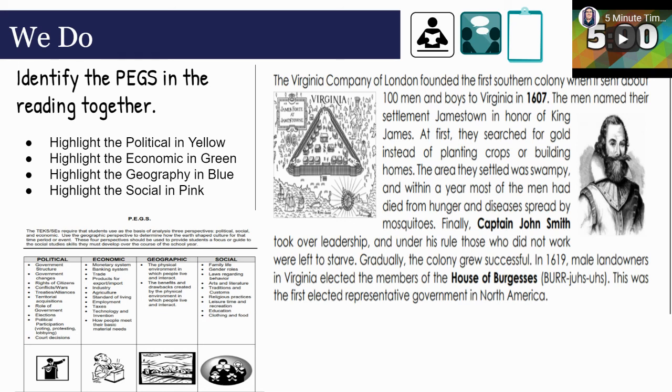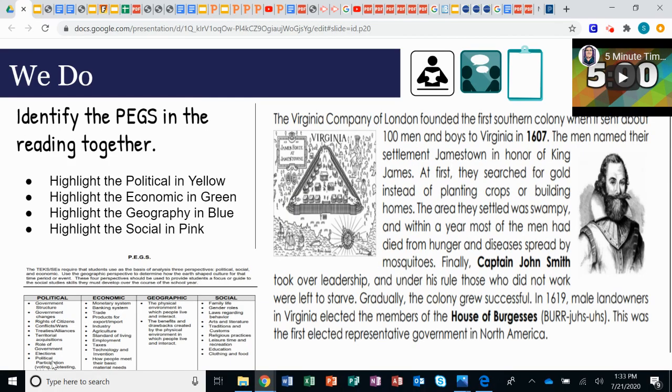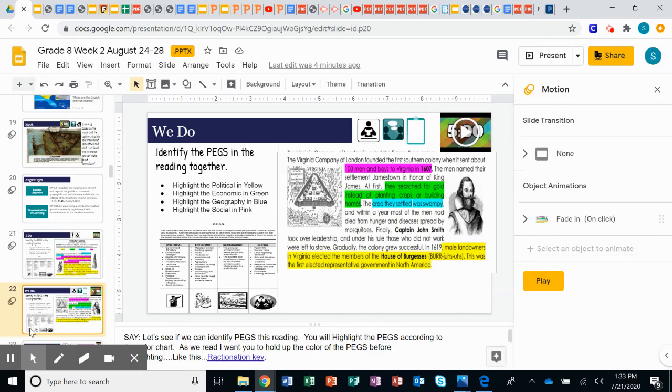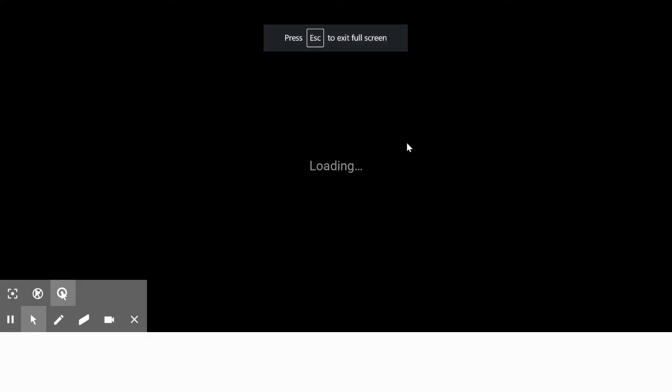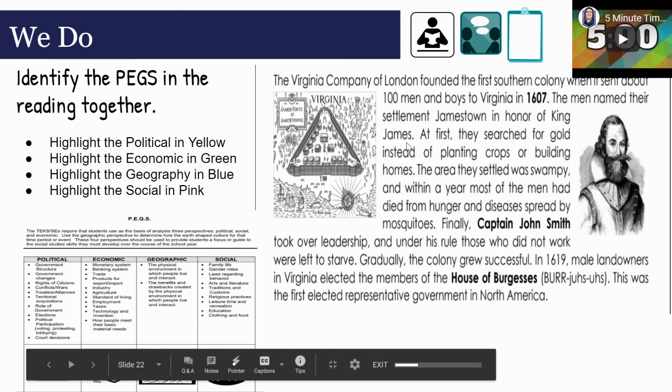Okay, so go ahead and take a moment. I'm going to stop my video. You stop your video, and I want you to take a moment and highlight on your student copy the information that you need to highlight to identify the pegs in this section. Okay, so tell me, what did you find?